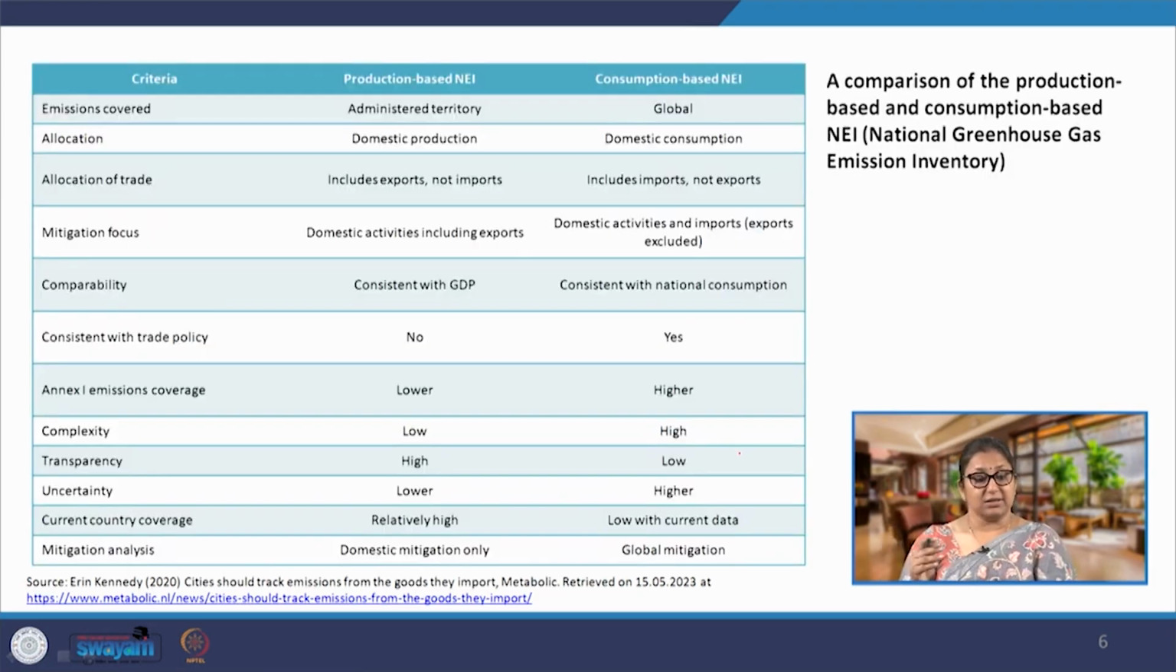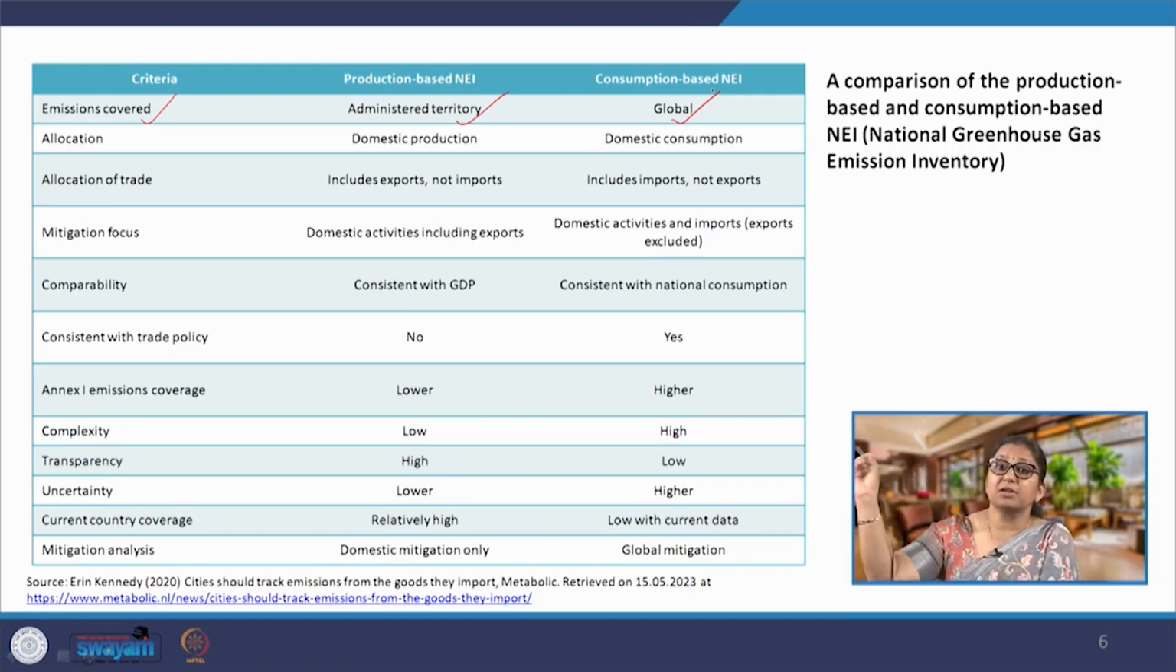If we look at the differences between production based emissions and the consumption based emissions, so we will see that, let us look at the criteria. If we look at the emissions covered, so we are looking at the emissions which are only produced in the administered territory, that is when we are looking at production based, and here we are looking at the global emissions.